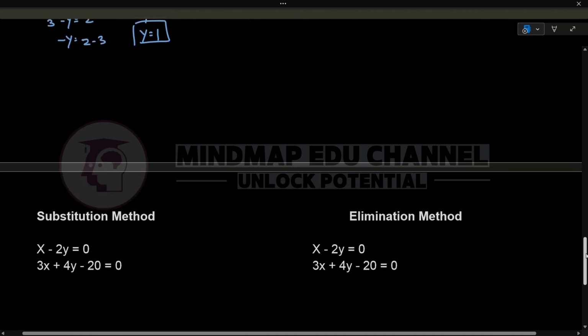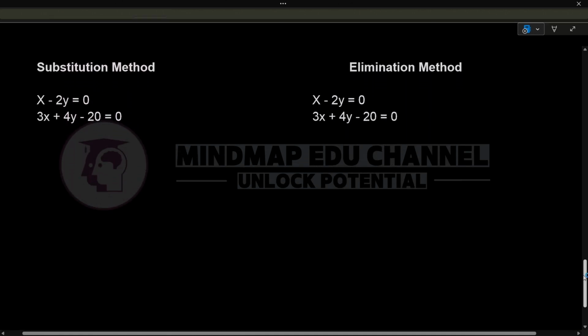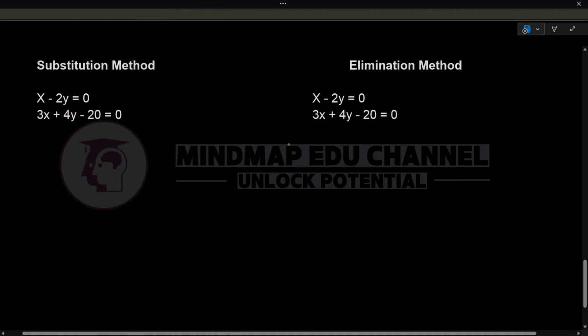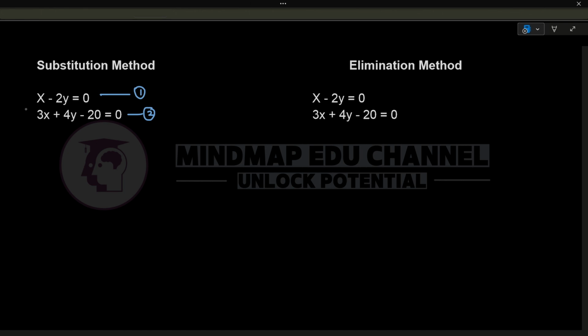Now let's see how we can solve a pair of linear equations in two variables by substitution method and elimination method. Here I have taken the same equations so that you can compare the answers. So here let's take this as equation number 1. Here is equation 2, and whichever equation you find easy, get the value for one variable from it.